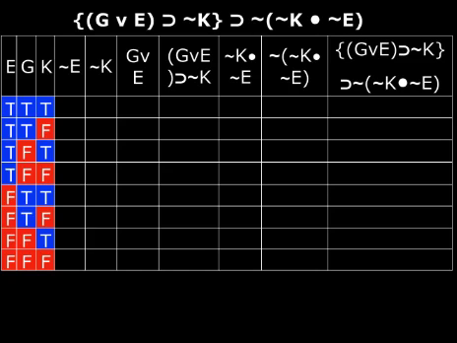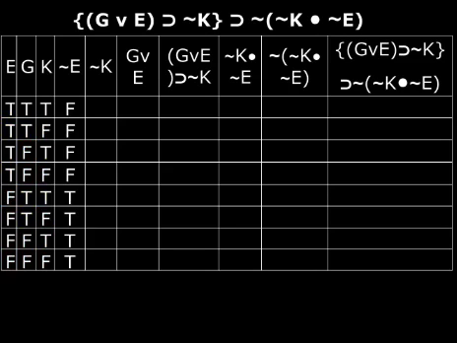Okay, let's do the compound statements now. Starting with not E, that's going to be easy. That's just the opposite of E. So 4 falses and 4 trues. And not K is going to be the opposite of K. So it's going to be false, true, false, true. That's pretty straightforward.